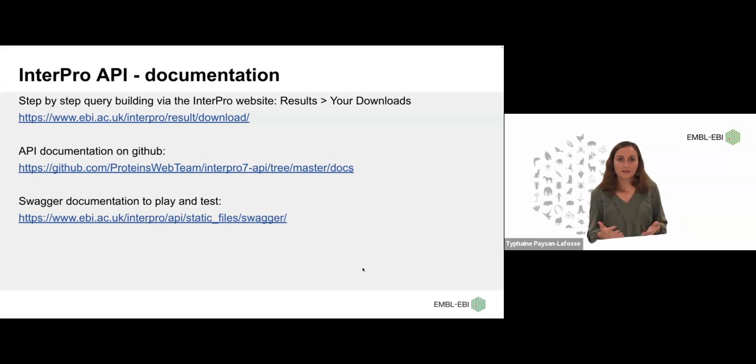If you want to know more about the InterPro API, we have an extensive documentation. First, if you are not very confident or not sure how to build the query, we have in the results download section of the website a step-by-step query building tool that will help you build the URL and see the structure. We also have an extensive documentation on GitHub where you will have more information about the combination, a lot of examples. We also have modifiers that you can add at the end. For example, if you want to add some counters or filter all the data that have an AlphaFold prediction. All these things are detailed in the documentation. And if you want to play and test already built URLs and see how it works, you can use the Swagger documentation.